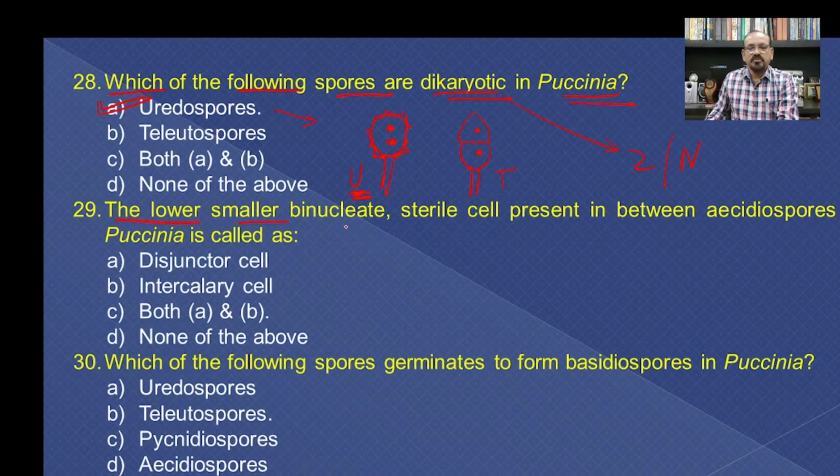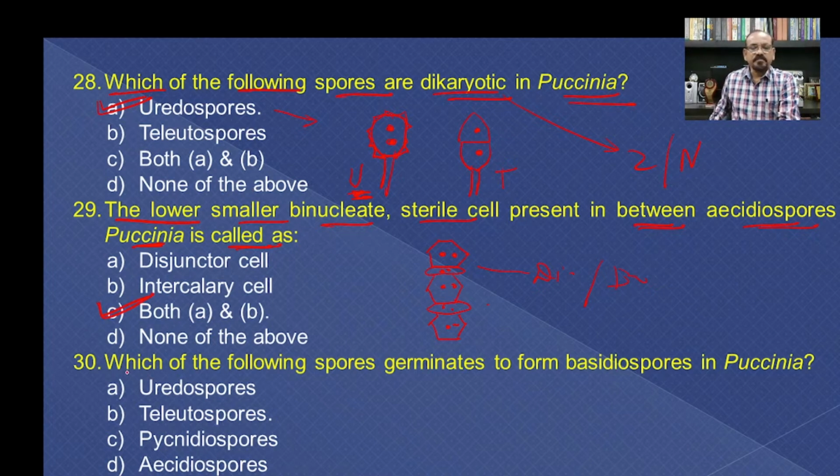The lower smaller binucleate sterile cell present in between the aeciospores in Puccinia is called what? Usually when the aeciospores are formed, there is one small binucleate cell in between them, and such a cell present between the aeciospores is known either as the disjunctor cell or as the intercalary cell, and hence both A and B become the answer for this question.